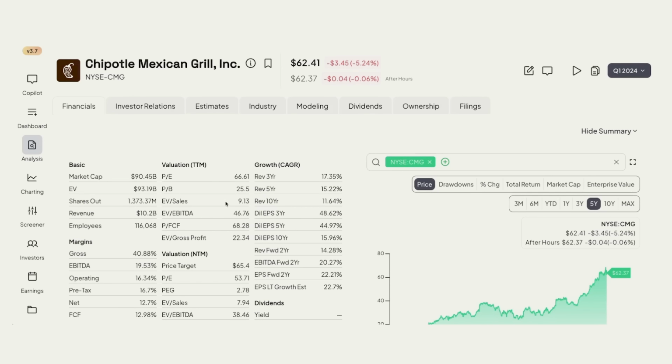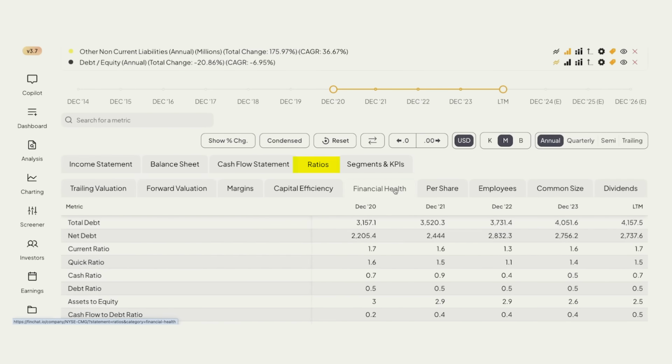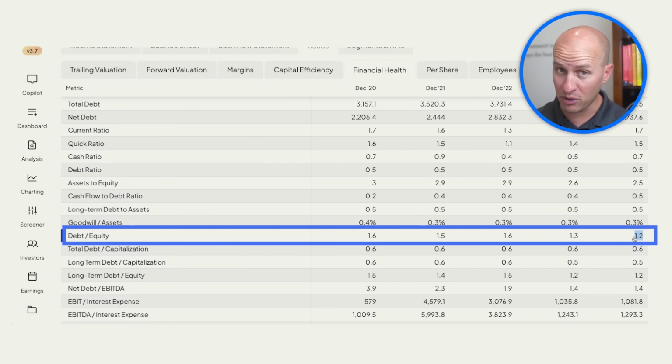That brings us to rule of thumb number 2, the company's debt to equity ratio. Now, to locate this number, I'm going to go to FinChat, scroll down to the ratios tab, and then click on financial health. Down here, I'm going to see the company's debt to equity ratio, which is currently 1.2. Now, as a reminder, Buffett wants to see this figure below 0.8. So on this test, the company fails.